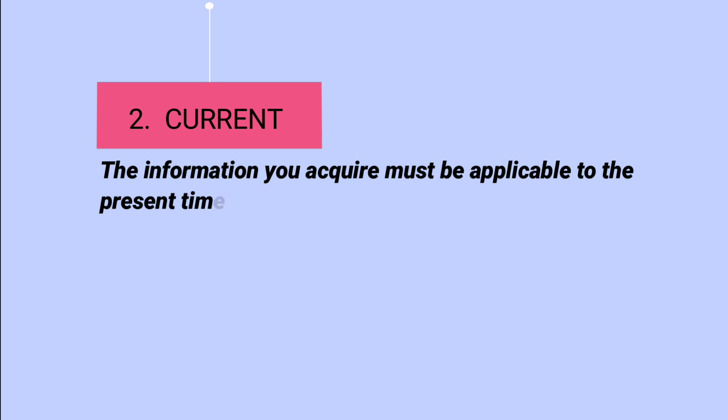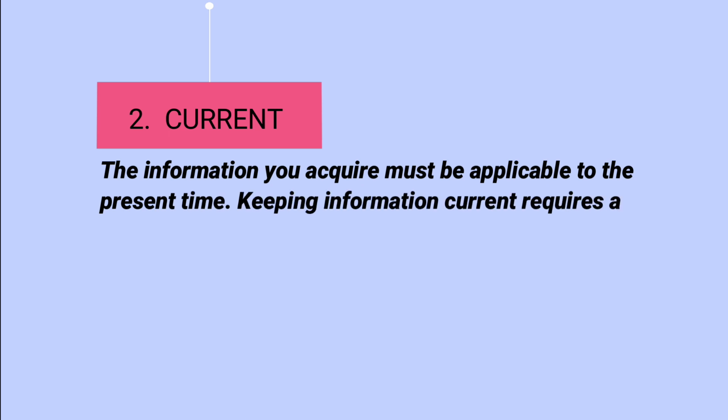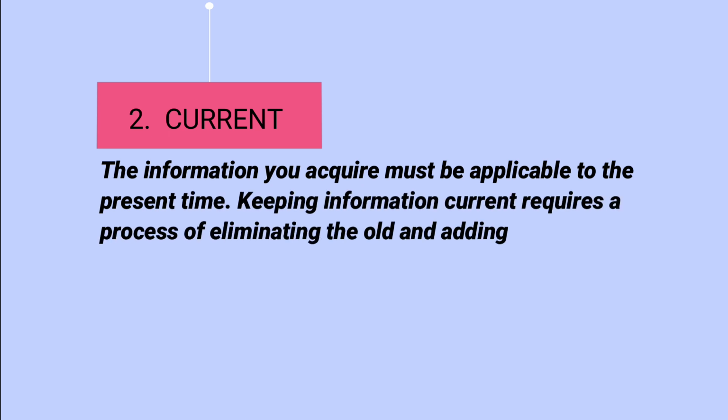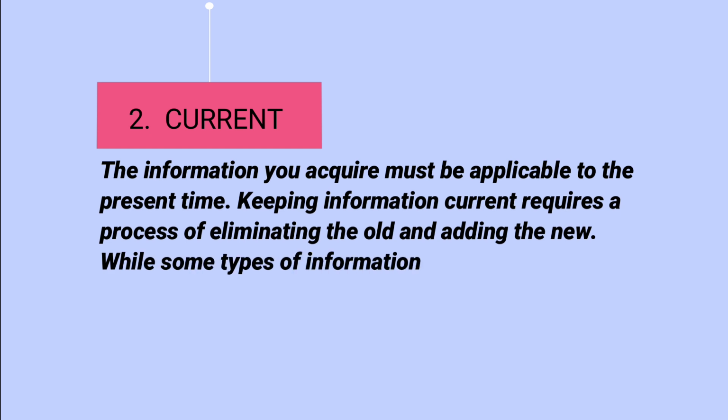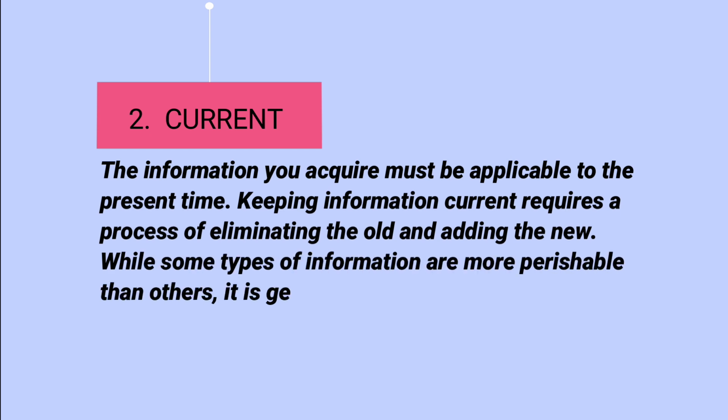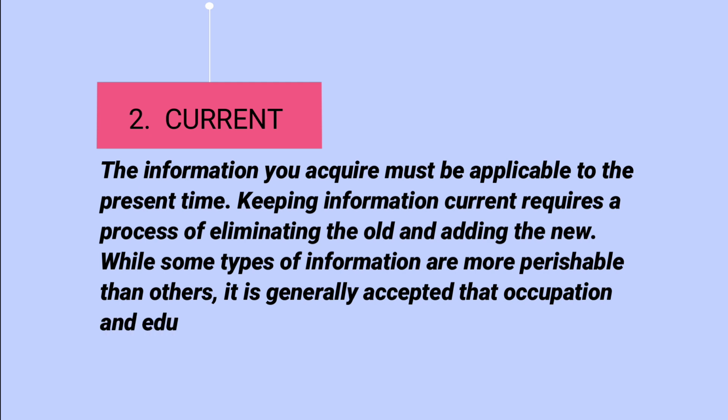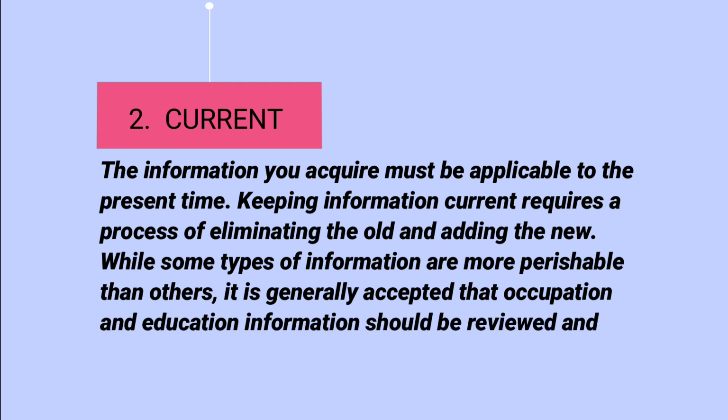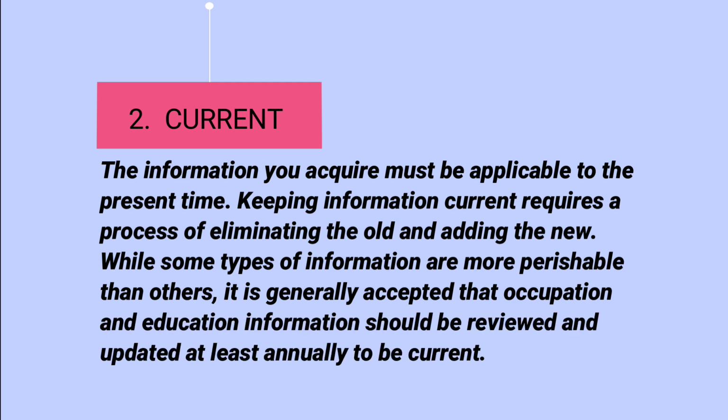Next, we talk about current. The information you acquire must be applicable to the present time. Keeping information current requires a process of eliminating the old and adding the new. While some types of information are more perishable than others, it is generally accepted that occupational information should be reviewed and updated at least annually to be current.